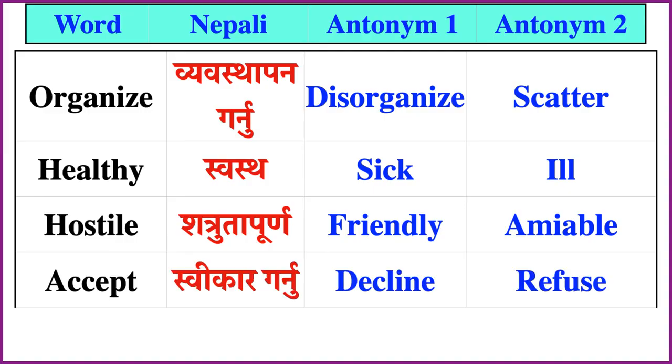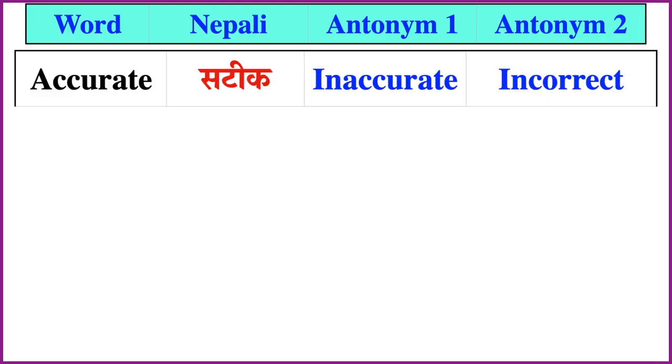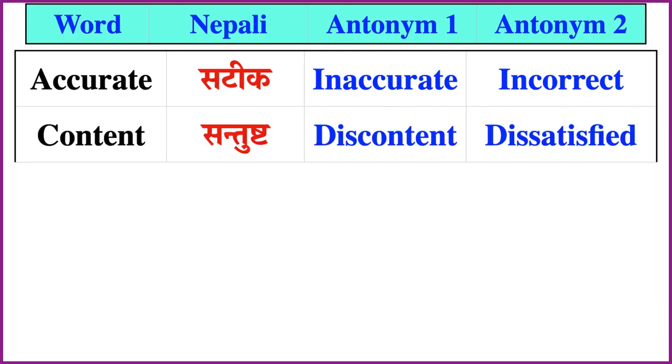Accept भनेको स्वीकार गर्नु, and then antonyms are decline and refuse. Loyal भनेको निष्ठावान, and then antonyms are disloyal and unfaithful. Accurate भनेको सटीक, and then antonyms are inaccurate and incorrect.